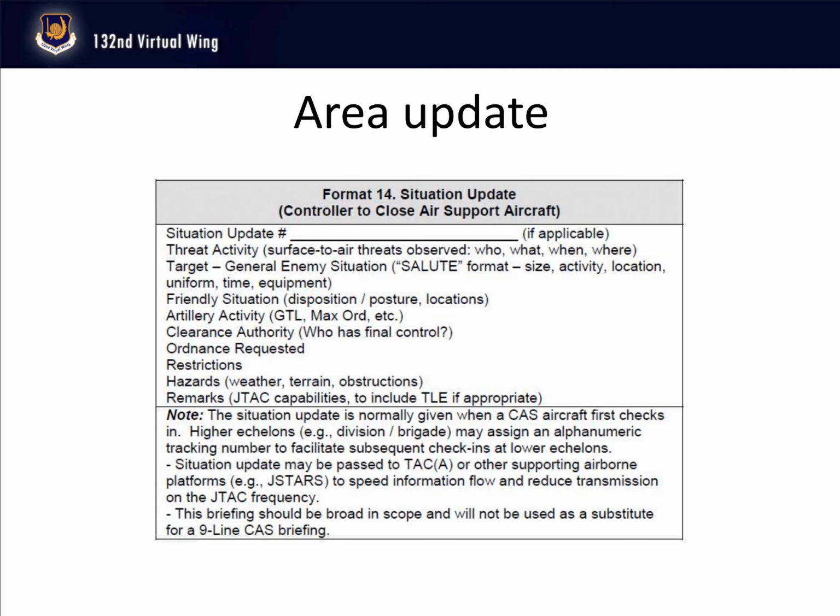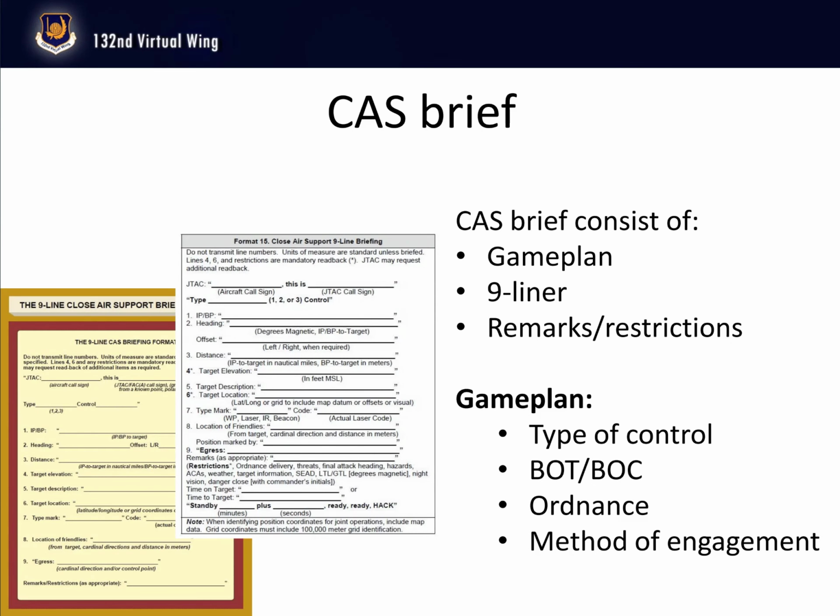Okay, CAS brief. After you have all the SA built up and the traffic and airspace and everything, you're ready to have some fun. The CAS brief is a brief that's given for every specific attack that you do. It's divided into three parts: the game plan, the 9-line, and the remarks and restrictions. The game plan is sort of an overview. What is the type of control? You remember, it will be type 2 control, type 1 control, or type 3 control.